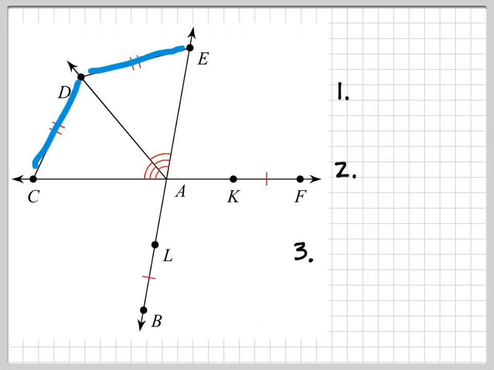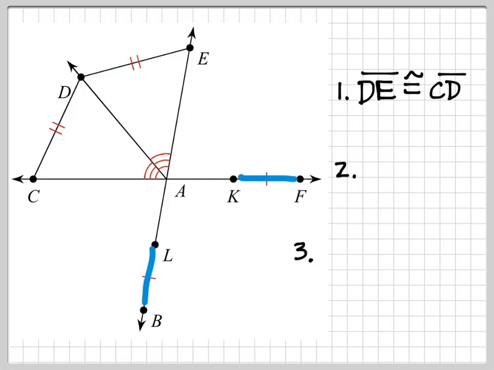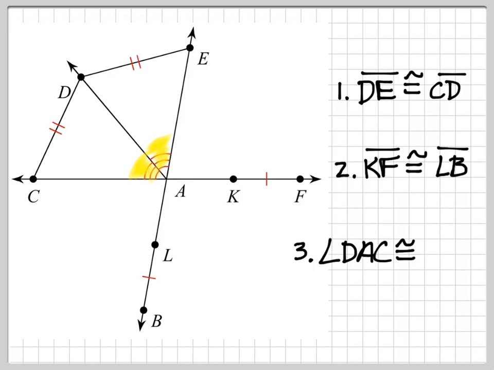Okay, next diagram. The 2 blue lines I traced over, 2 tick marks right here, 2 tick marks right here. I'm going to say that segment DE is congruent with segment CD. Next, markings. I'm going to go with the single tick marks. Single tick mark, single tick mark. Segment KF is congruent with segment LB. And then I'm going to deal with the 3 arcs here. Angle DAC is congruent with angle DAE.